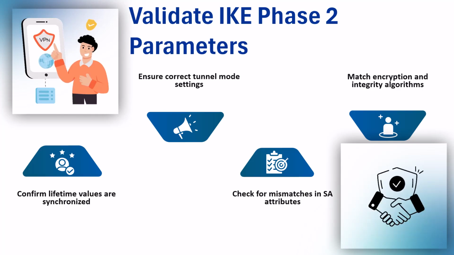All right, moving on to IKE Phase 2. It's like sealing the deal after a handshake. Tunnel mode settings need to match, or things will get messy fast. Encryption and integrity algorithms should be identical, because mixing them is like expecting coffee and tea to taste the same. Lifetime values must also align, so one side doesn't expire mid-communication. And if you spot mismatches in ESA attributes, well, you've found your culprit.